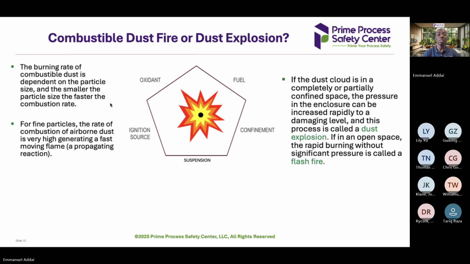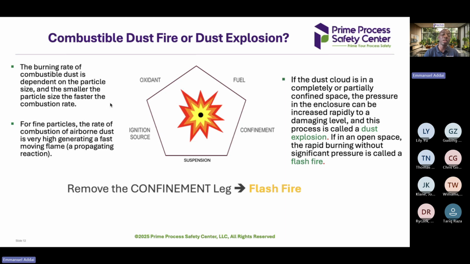No, it's just going to burn. But what about if I suspend the material? Yes, I'm going to generate some kind of pressure, but is it confined to increase in pressure that is going to cause destruction? That is no, that is termed as flash fire. What about if I have a confinement such as maybe a baghouse, a silo, or a bin? In this situation, I have all the conditions that need to be met for that explosion to happen.